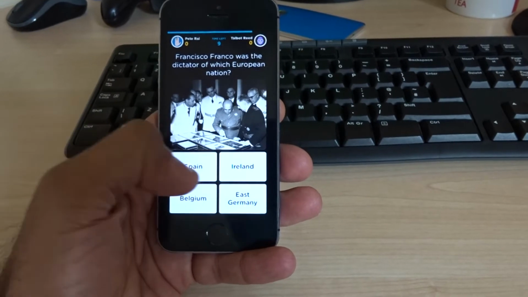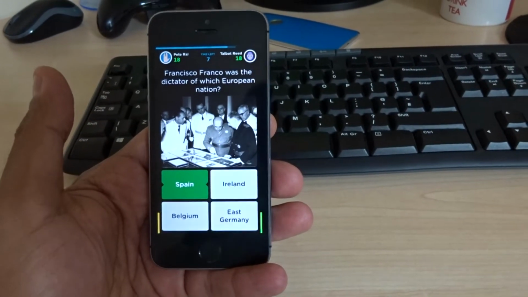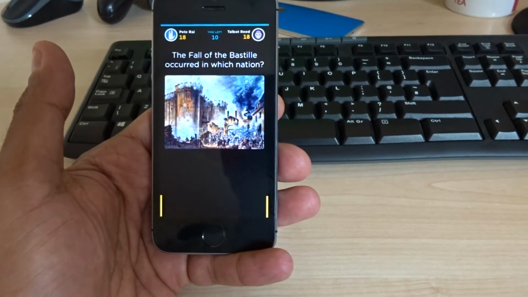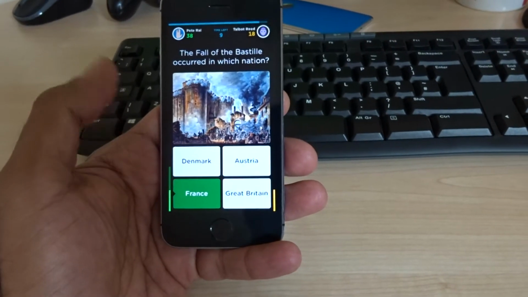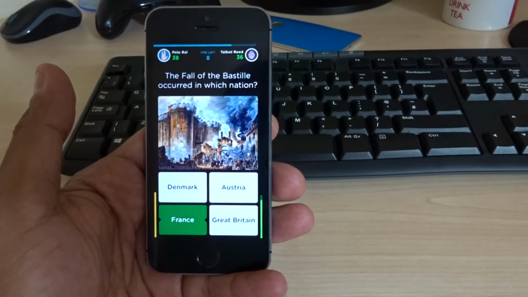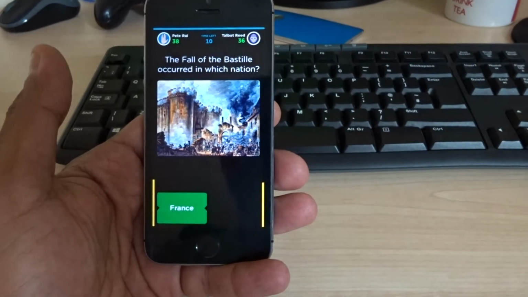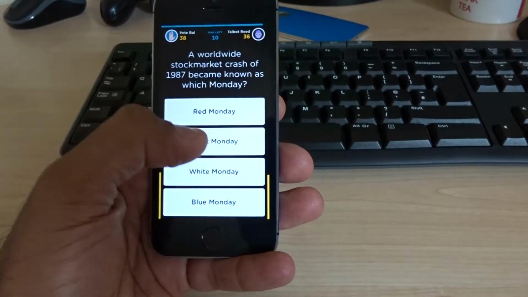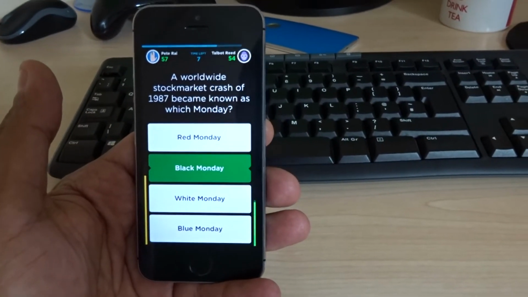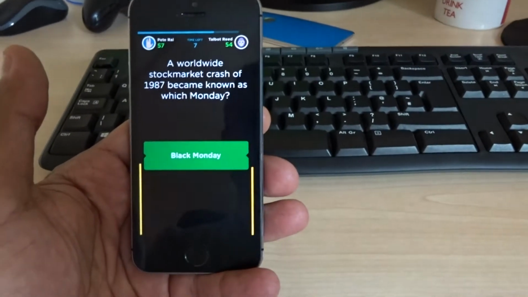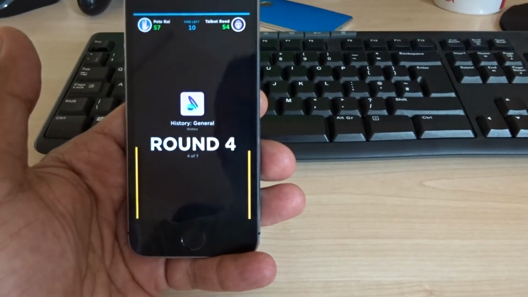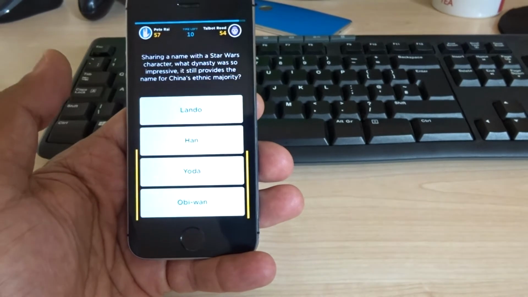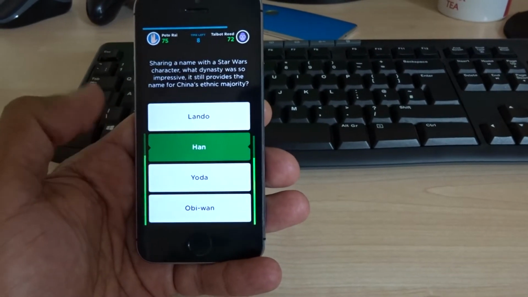Francisco Franco, Spain. Was a Spanish dictator. The fall of the Bastille occurred in France. We know that one. France. We knew that one, thanks Samantha. Not that stupid. The world stock market crash was Black Monday. Black Monday. I'm ahead of you this time. Which Star Wars character shares a name with the Chinese dynasty? Han. Han.